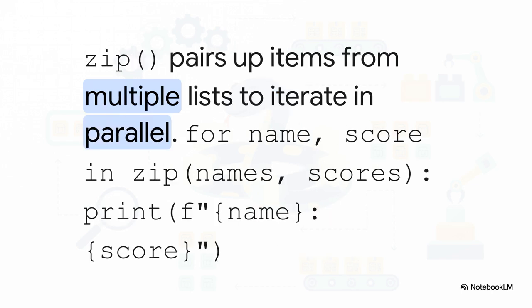And what about this? What if you have 2 lists, like names and scores, and you need to process them together? That's what zip is for. It takes the first item from each list and pairs them up, then the second from each. It's like zipping up a jacket. It brings both sides together perfectly.